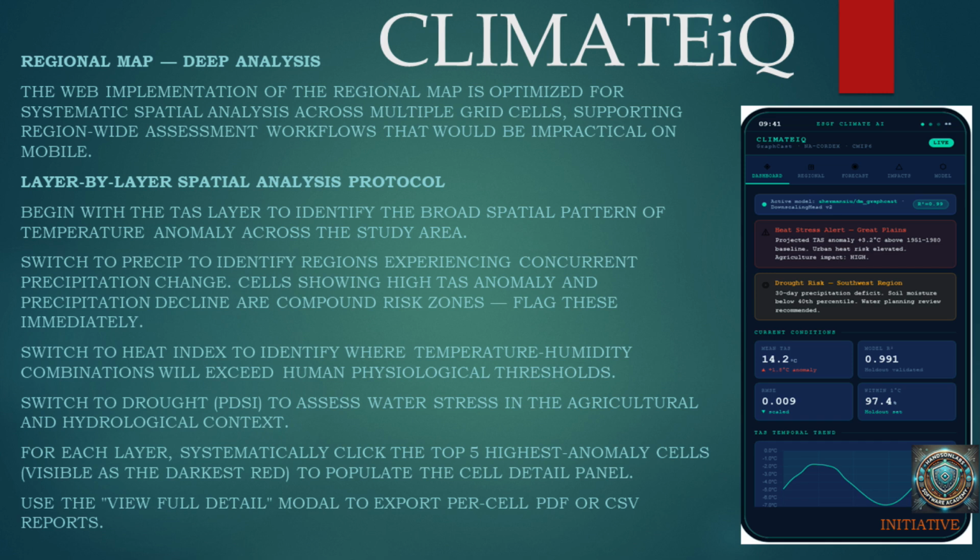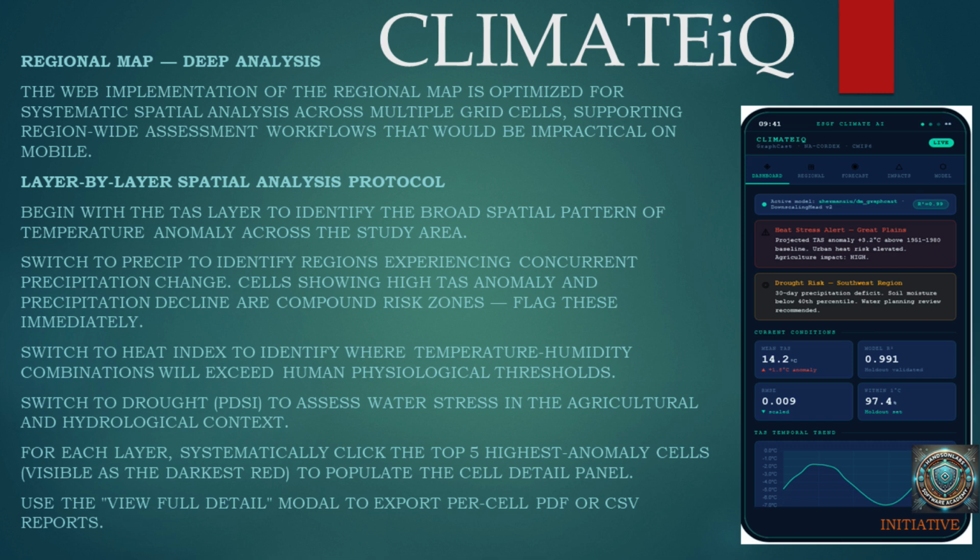Now let's take a look at the layer-by-layer spatial analysis protocol. You can begin with the TAS layer to identify the broad spatial pattern of temperature anomaly across the study area. Switch to precipitation to identify regions experiencing concurrent precipitation changes. Cells showing high TAS anomaly and precipitation declines are compound risk zones. You can flag these immediately.